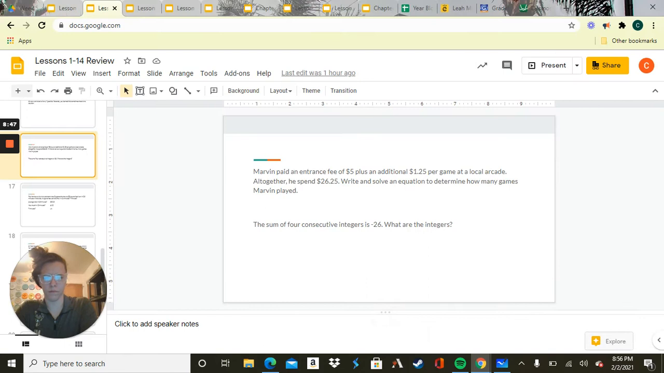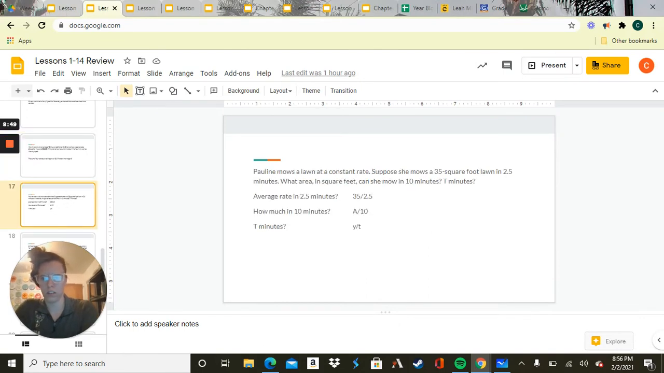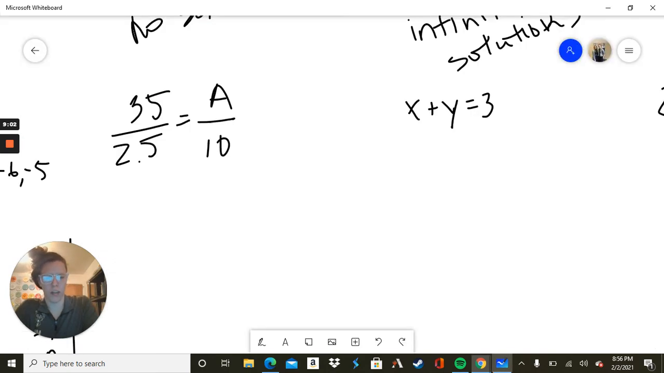Next. We looked at proportional relationships. So Pauline mows a lawn at a constant rate. Suppose she mows a 35 square foot lawn in 2.5 minutes. What area in square feet can she mow in 10 minutes? So that was also when we talked about constant rate. So here we have our proportion, because 35 over 2.5 is equal to a over 10.